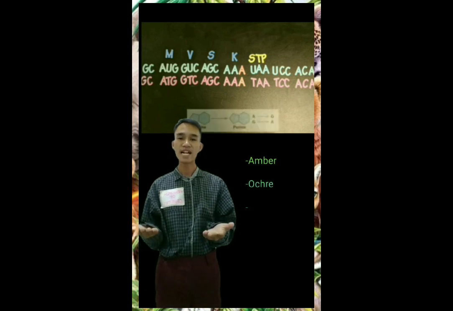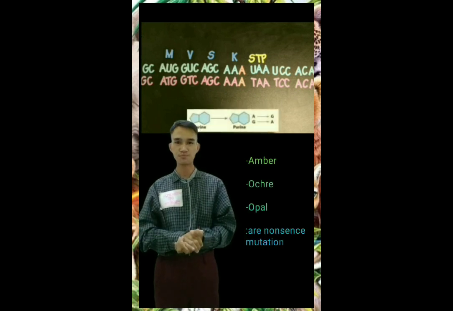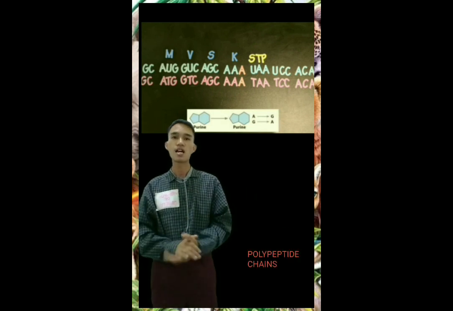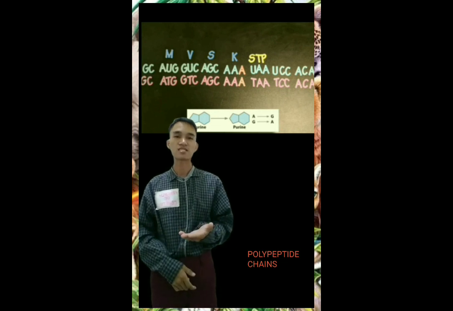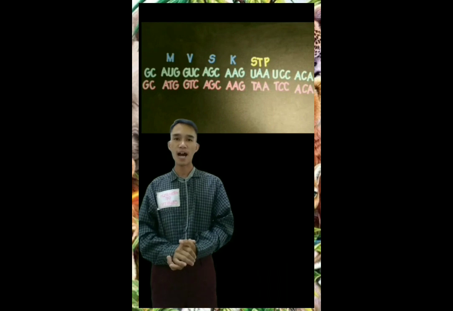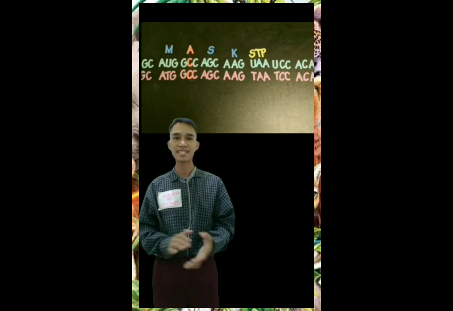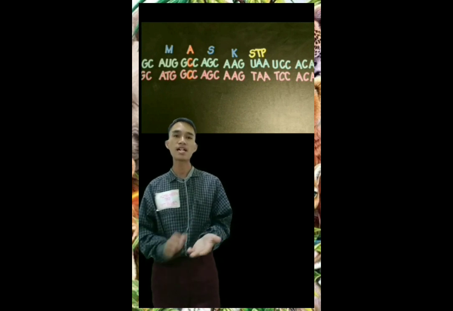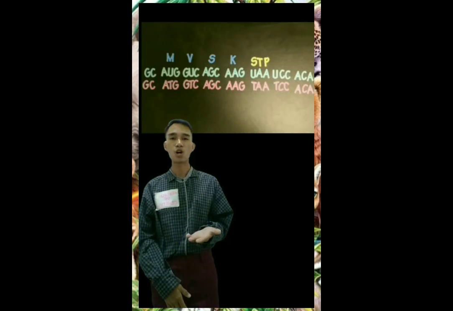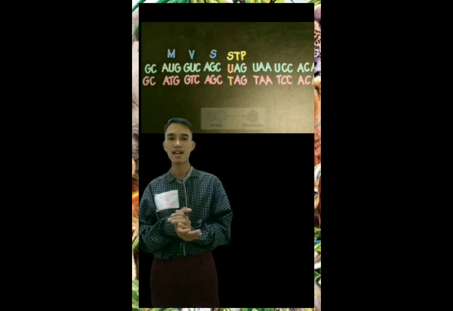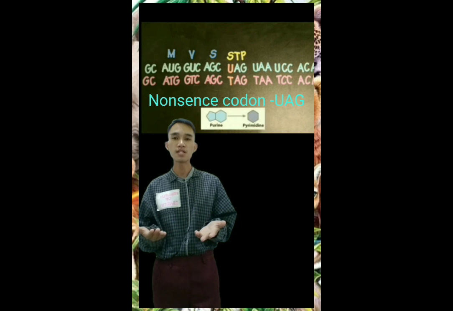Normally, amber, ochre, and opal are nonsense mutations located at sites within a gene, resulting in fragments of polypeptide. The suppressor gene for a nonsense mutation allows insertion of an amino acid at the site of the nonsense codon, and the gene is not terminated. The suppression of chain-terminating mutants is brought about by reading of the nonsense codon as if it were a sense codon. For example, one kind of amber suppressor inserts the amino acid tyrosine against the nonsense codon UAG.